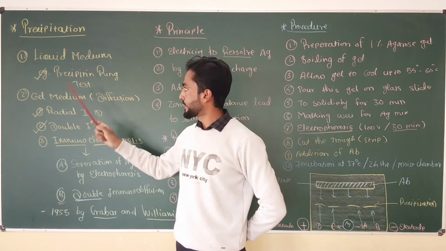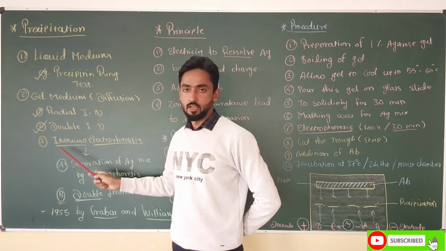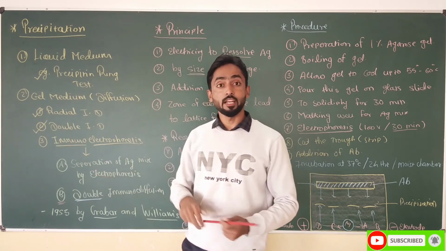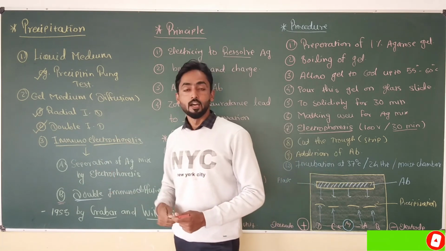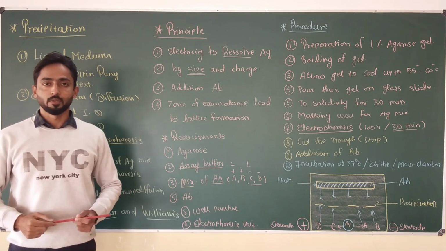Okay, and its different types are the precipitation ring test, radial immunodiffusion, double immunodiffusion, and immunoelectrophoresis. Another variation of immunoelectrophoresis is rocket immunoelectrophoresis. In my next video, I'm going to discuss it.